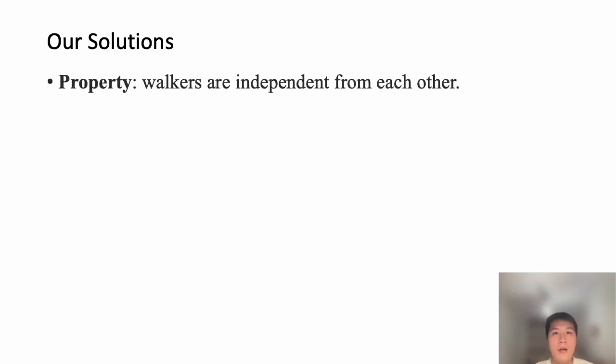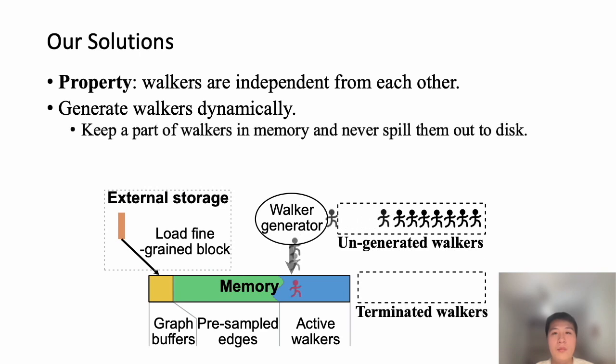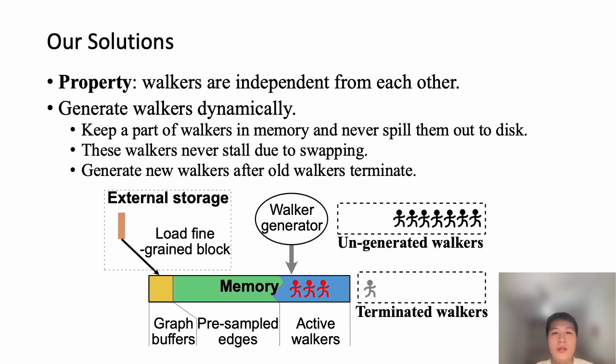Although the number of workers can be very large, these workers are independent of each other. We can generate workers dynamically. As the figure depicts, we only need to keep a part of workers in memory and never spill them out to disk. These workers never incur the cost of swapping their states between memory and disk. We simply generate new workers after older workers terminate. This mechanism reduces the cost of loading and writing worker data directly to 0.